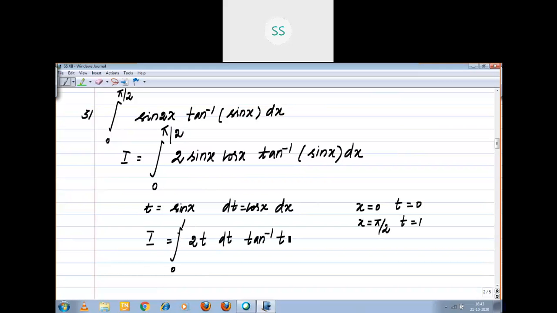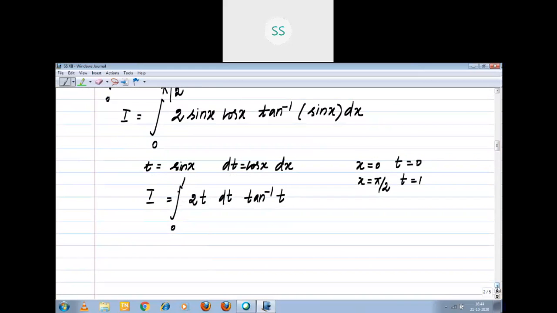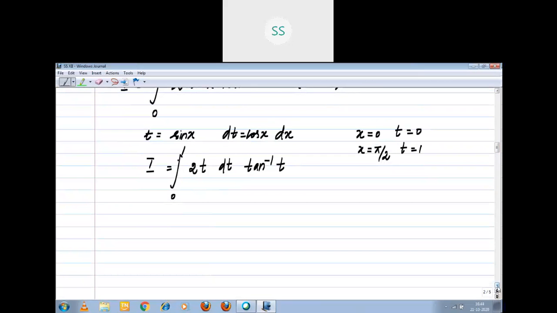Here the function comes under a product. So using the ILATE rule, you are going to decide which function is u and which is dv. After that, you are going to adopt integration by parts. Here the order is inverse trigonometry, logarithm, algebra, trigonometry, and then exponential. Algebra, t, is your u. The rest of the thing comes under integral dv: t tan inverse t dt.